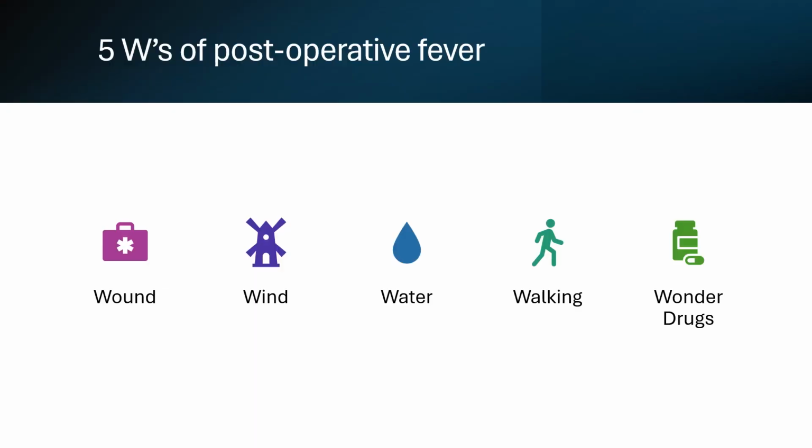Now that we've reviewed wounds, the types of wounds, and post-operative complications, I want to review the 5 W's, or the 5 etiologies of fever. The classic training mnemonic to consider fever in the post-operative patient includes the obvious cause, the wound. Wind includes atelectasis. Water, consider urinary tract infections.